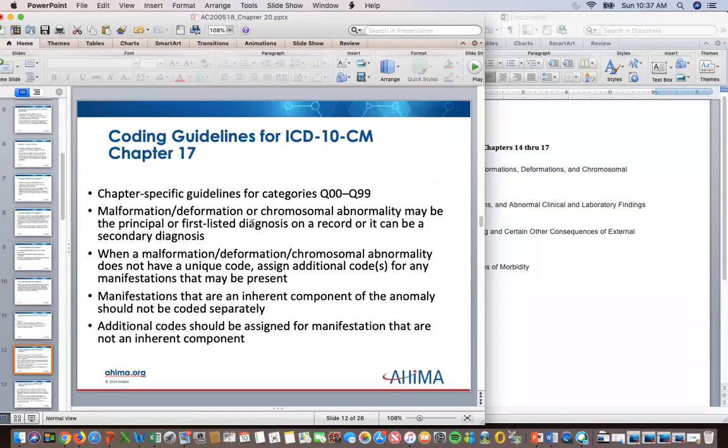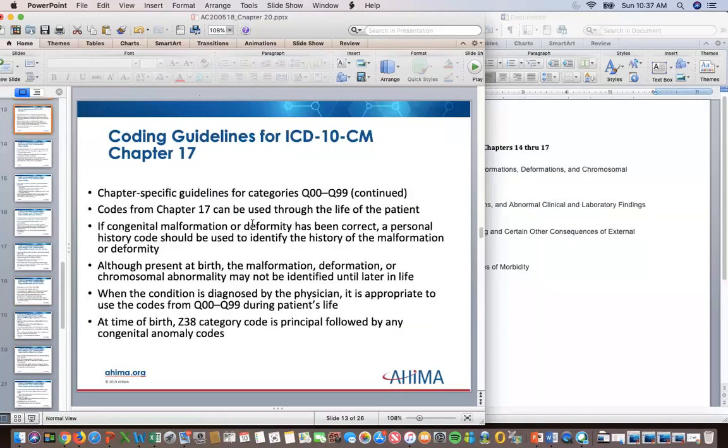Manifestations that are an inherent component of the anomaly should not be coded separately. So again, anything that's an integral part of the disease, you do not code out separately. Additional codes should be assigned for manifestations that are not an inherent component of that diagnosis. So you may have to do a little research on the diagnosis if you're not very familiar.